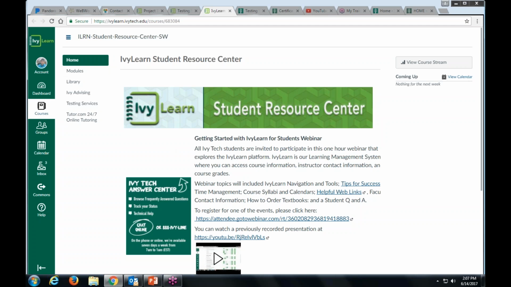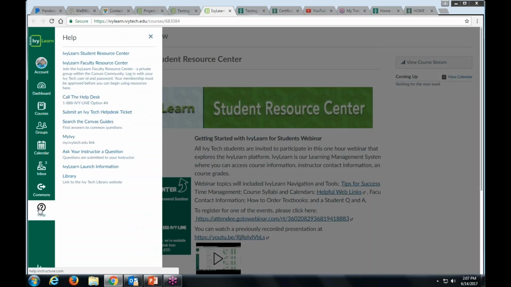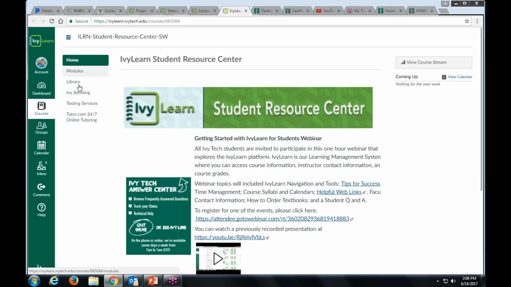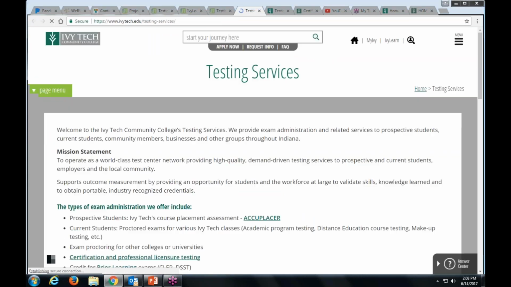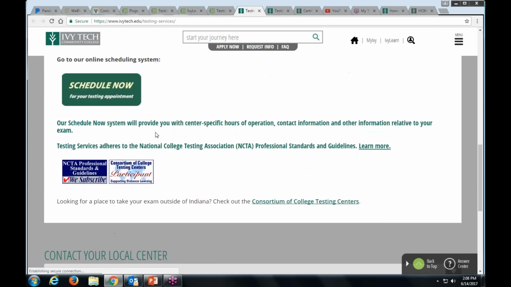So if you go to Ivy Learn and you click on the help document or help button at the bottom, at the very top you see Ivy Learn Student Resource Center. If you click on that, you then see Testing Center. I guess you open in a new tab. Look at these tabs I have open. If you scroll down, it says Schedule Now. If you click on that, you can then go through the steps to schedule your math exams.